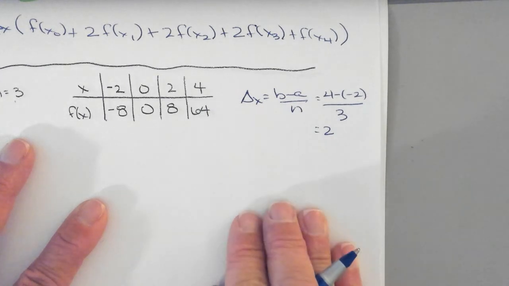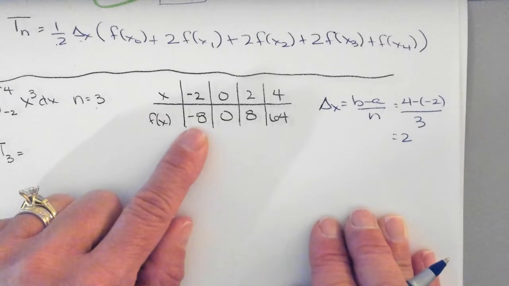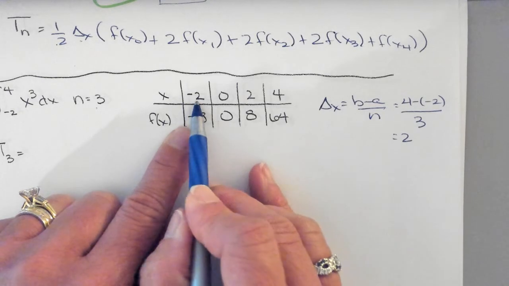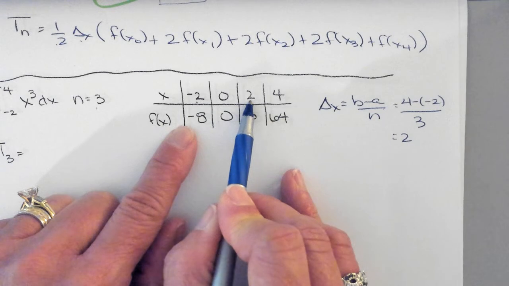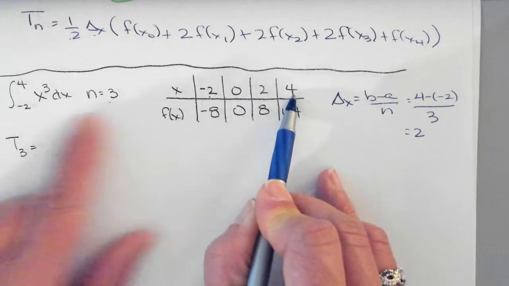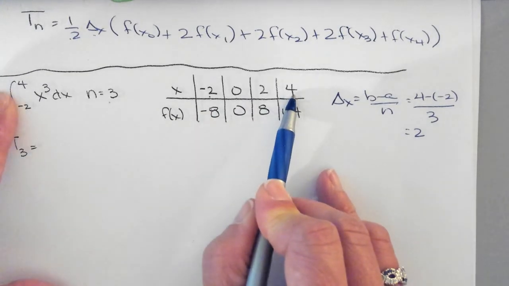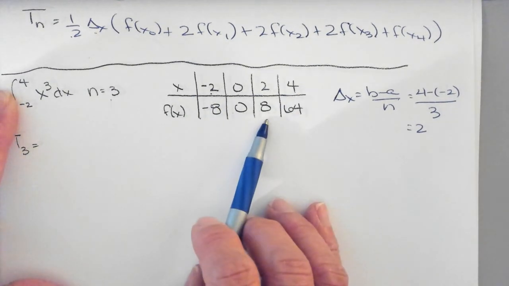Okay, this is important for a couple reasons. Number one, I need to set up my table. So if I'm going to start at -2, I add 2, I get 0. I add 2, I get 2. I add 2, I get 4. So, bless you, I'm going from -2 to 4. Everybody good? Okay. This actually is the setup for everything.